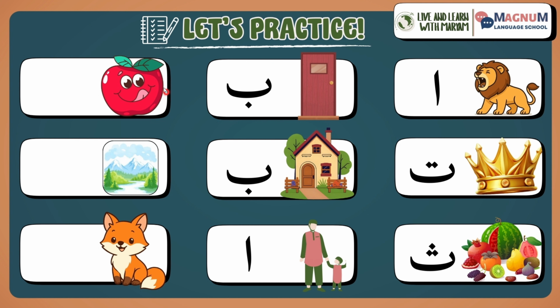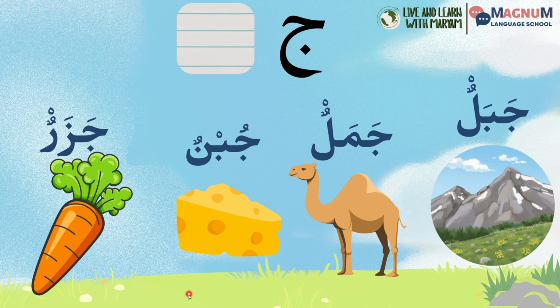Next we have apple. Ta for Tufaha. Yes. Next we have snow. Thaljun. Tha for Thaljun. Next we have fox. Thalabun. Tha for Thalabun. Very good. Now we'll see the fifth letter.